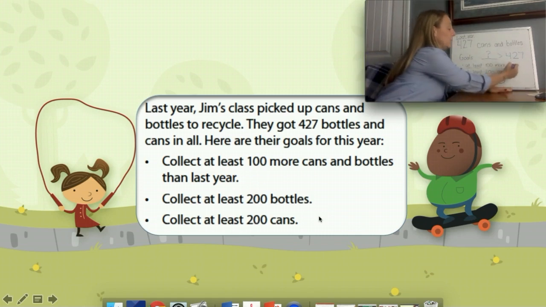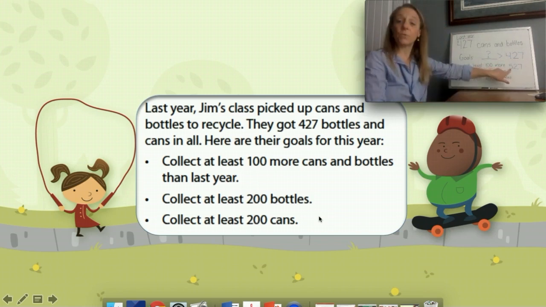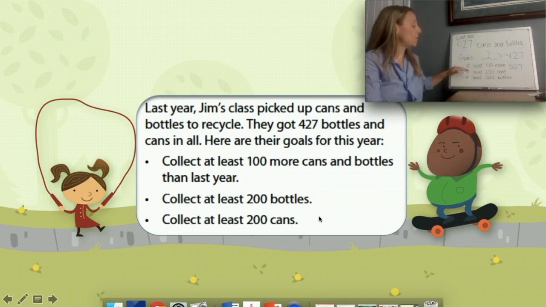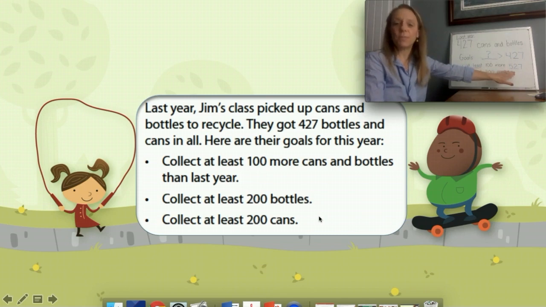That's right, the only digit that changed was the digit in our hundreds place because we added 100. So we know that their goal is to get at least 527 cans and bottles this year.